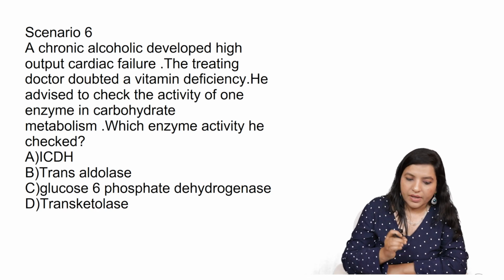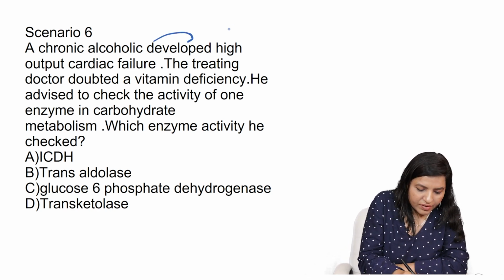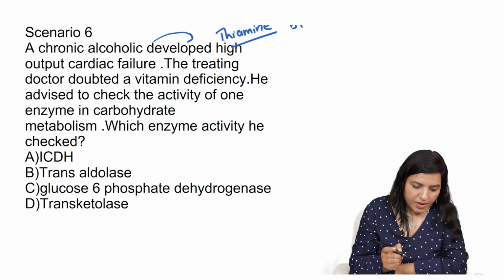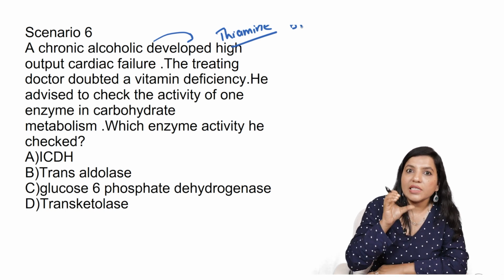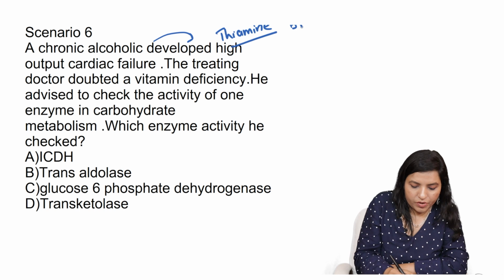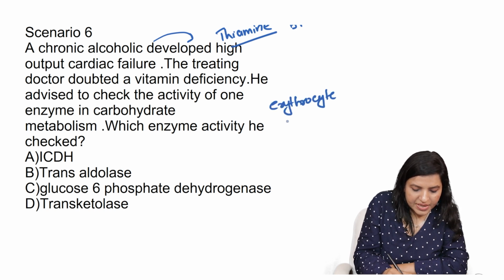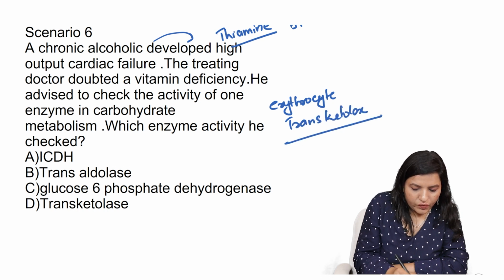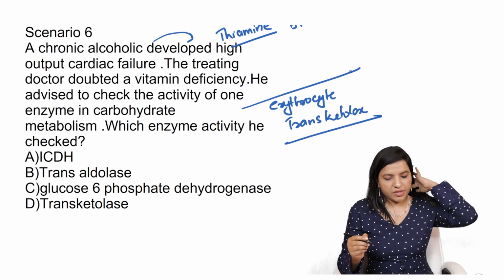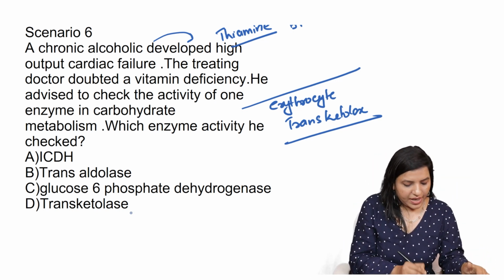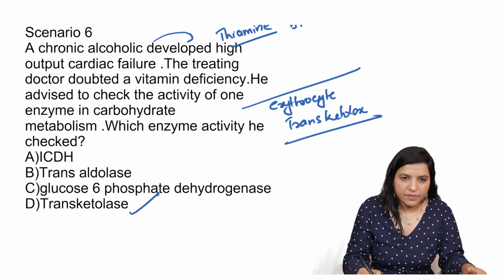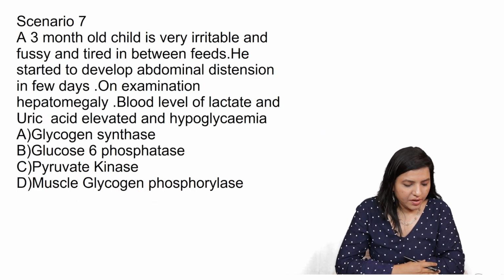That is a chronic alcoholic. They have the chance to develop thiamine deficiency, that is B1 deficiency. So, if there is B1 deficiency, what is the indicator of B1 status of the body? That is erythrocyte transketolase. So, which enzyme in the carbohydrate metabolism has to be checked? It is the transketolase.